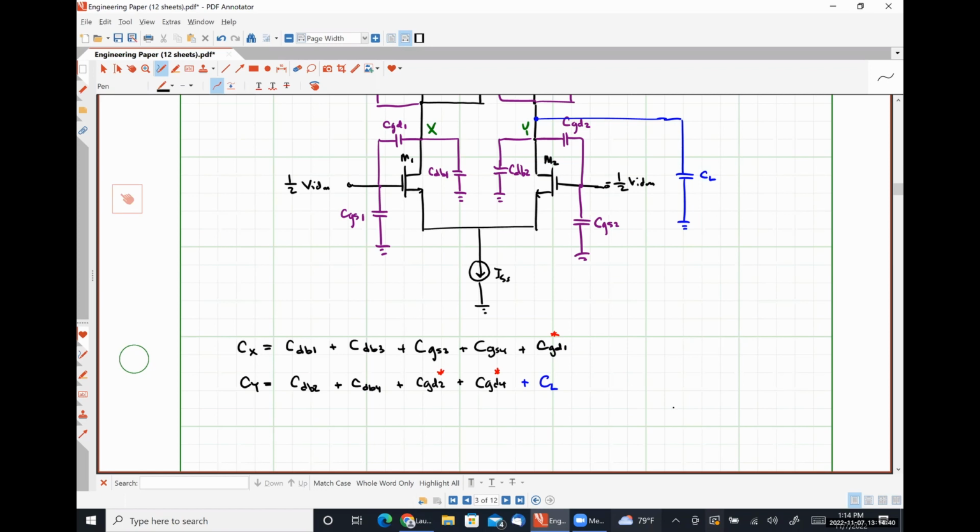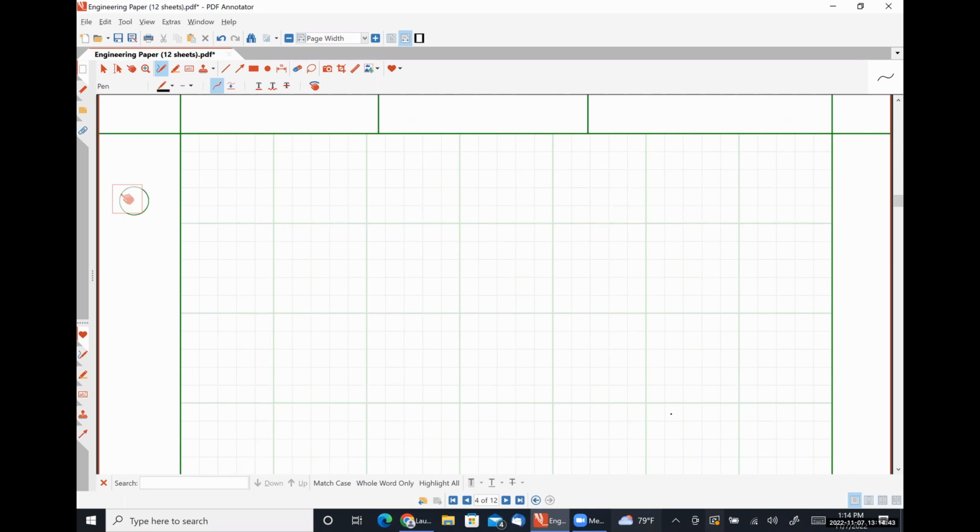Okay, so now that I know the resistance connected between node X and ground, the resistance connected between node Y and ground, capacitance connected between node X and ground, and the capacitance connected between node Y and ground, I am going to draw an equivalent circuit here. So putting all of this information together, our circuit will look something like this.